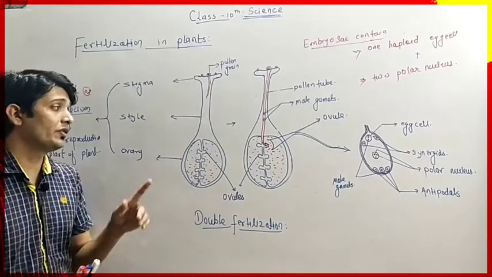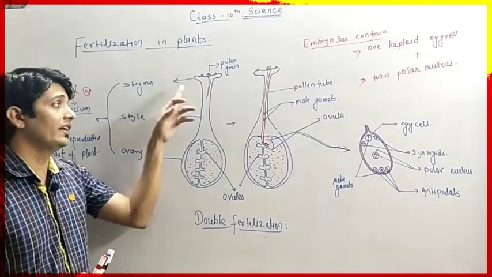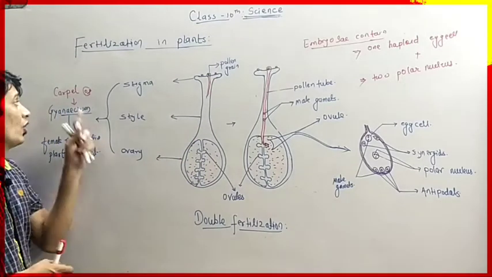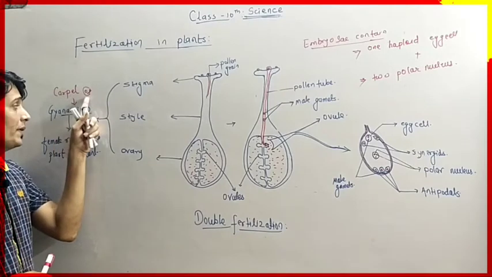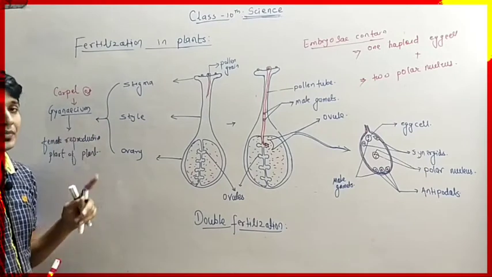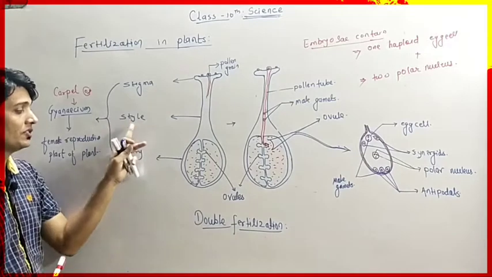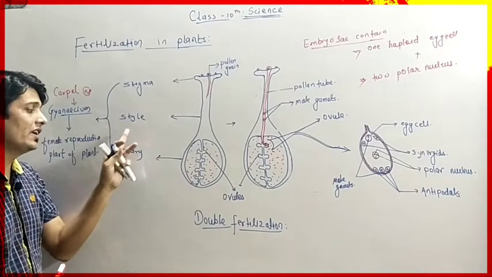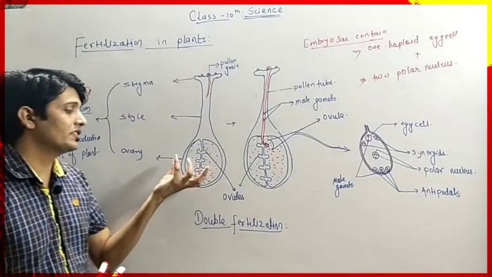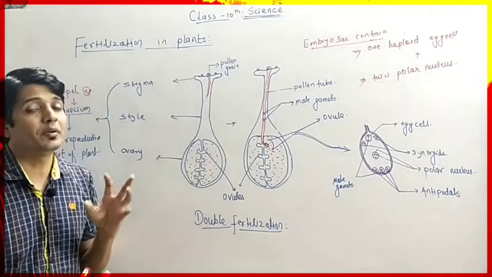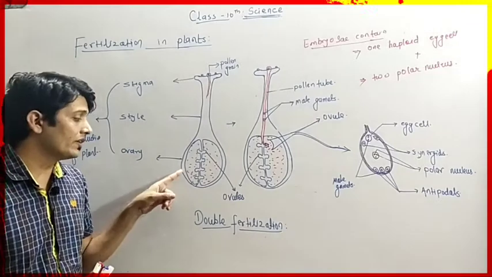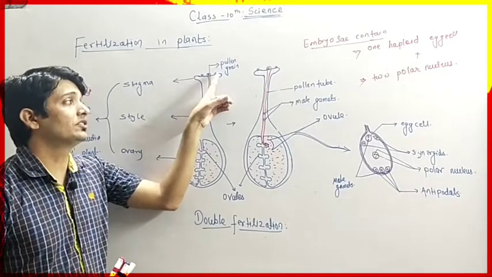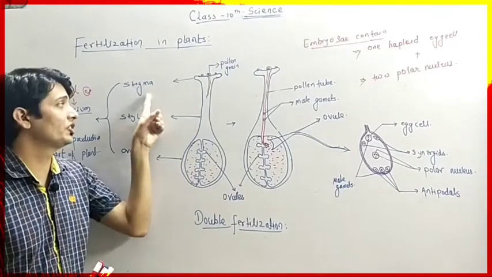As we can see, this is the female reproductive part of the flower called carpel. The carpel is nothing but the gynoecium. It contains stigma, style and ovary. So ovary is the main part of the female reproductive organ, where the style is present on the upper side, which ends into the stigma.